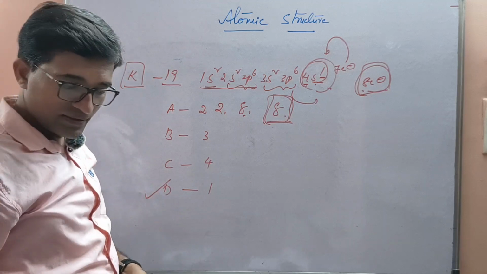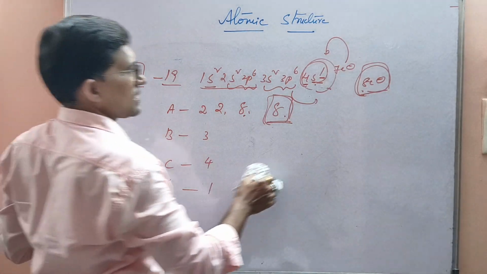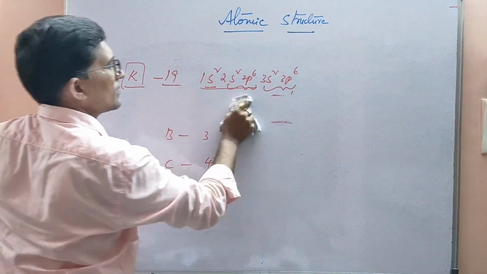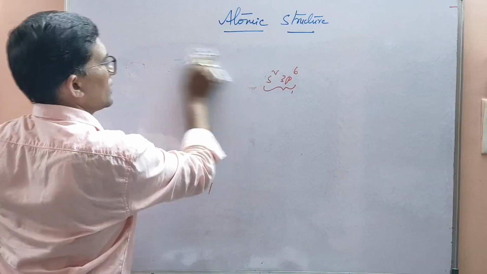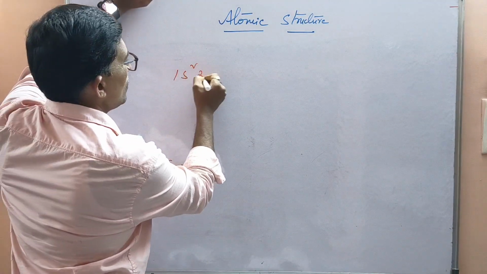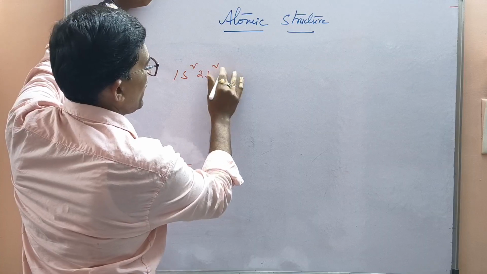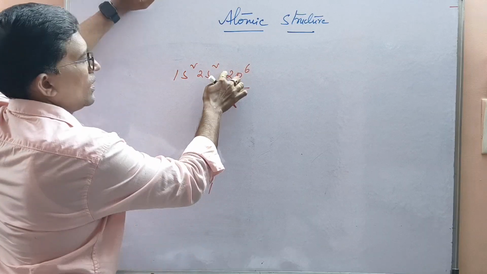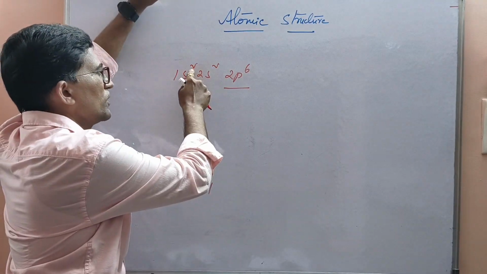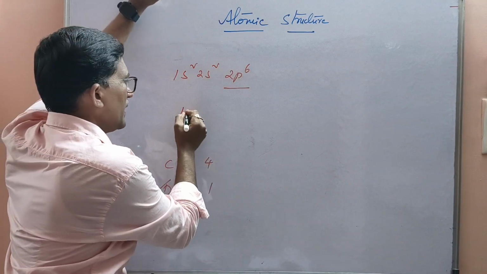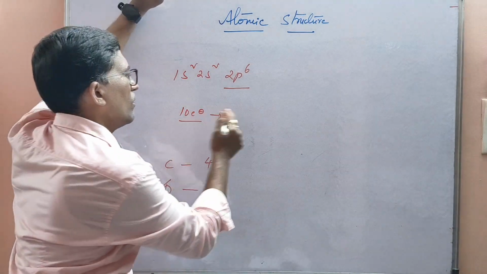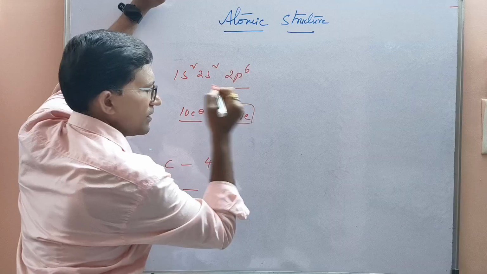Now, can you give one more example? Now, I will write the configuration of one element, and you tell me the valency. 1s2, 2s2, 2p6. Can you tell me the valency of this particular element? First of all, count how many electrons are there. 2 plus 2, 4. 4 plus 6, 10. 10 electrons means the atomic number is 10. Now the element is neon.